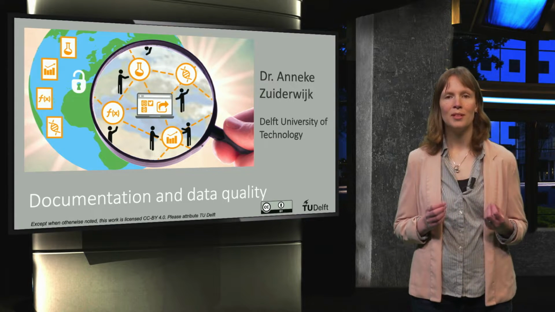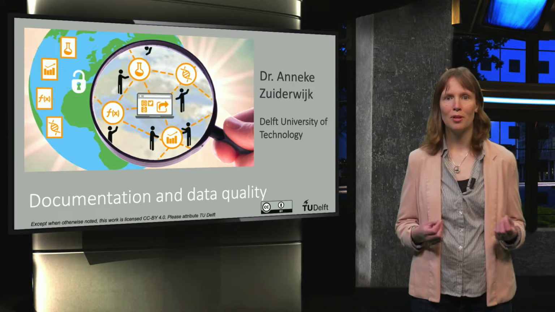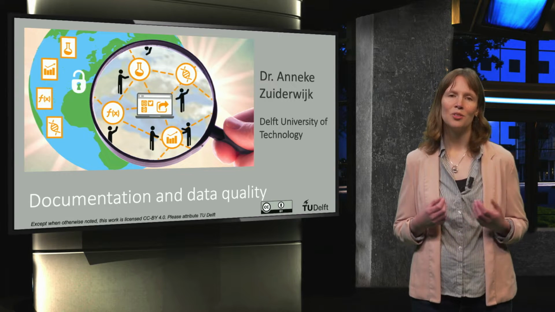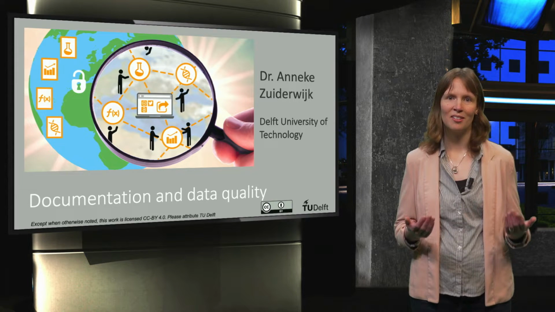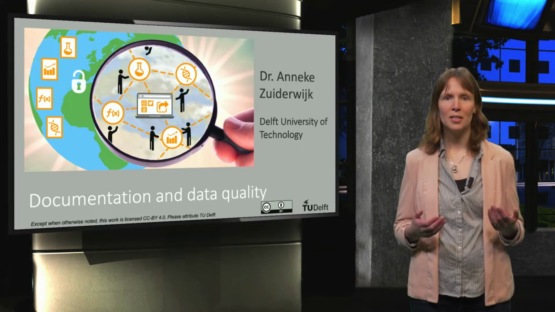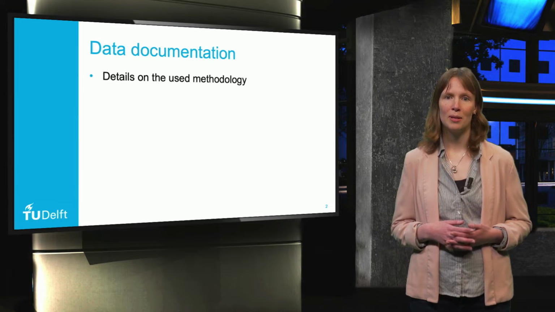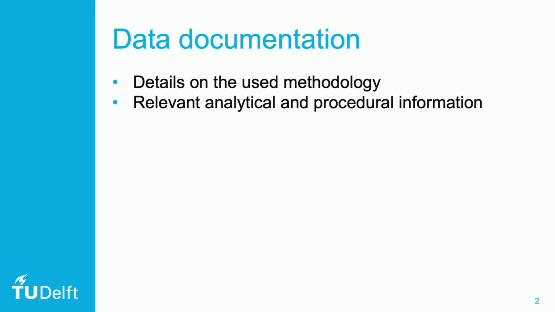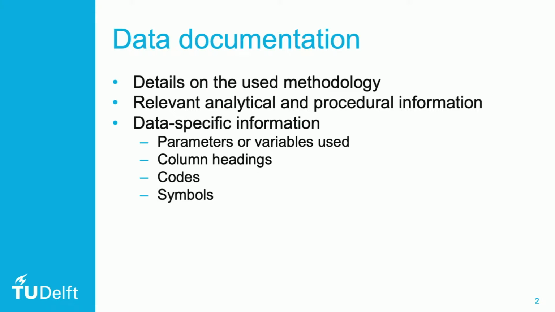In this section of the Data Management Plan, you describe the types of documentation that will accompany the data to help your future self and others understand your data to be able to reuse it. So your documentation may include details on the methodology that you used, the relevant analytical and procedural information, and data-specific information. And data-specific information can be the parameters or variables that you used, column headings, codes or symbols that you used, and other aspects. Try to be as complete as possible.